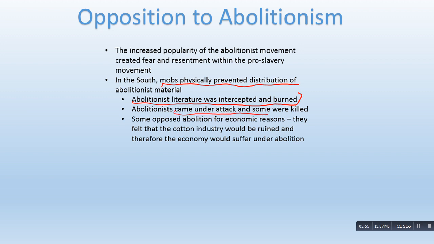Others opposed it for economic reasons. They felt that the cotton industry would be ruined, and therefore the economy would suffer under abolition. Those were the reasons. They're not very convincing, but that is what they were.